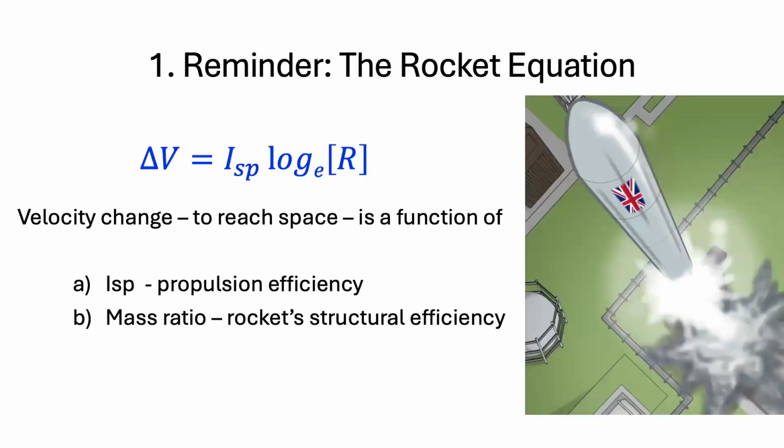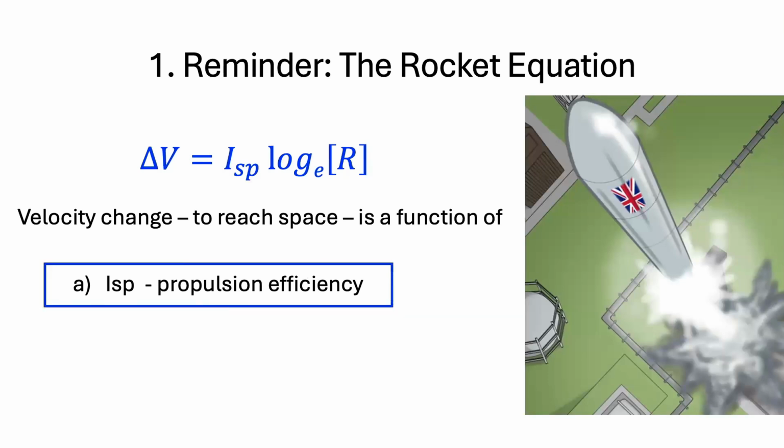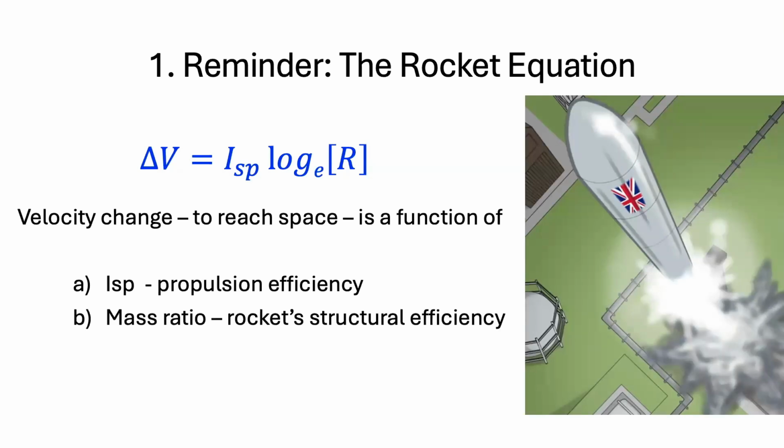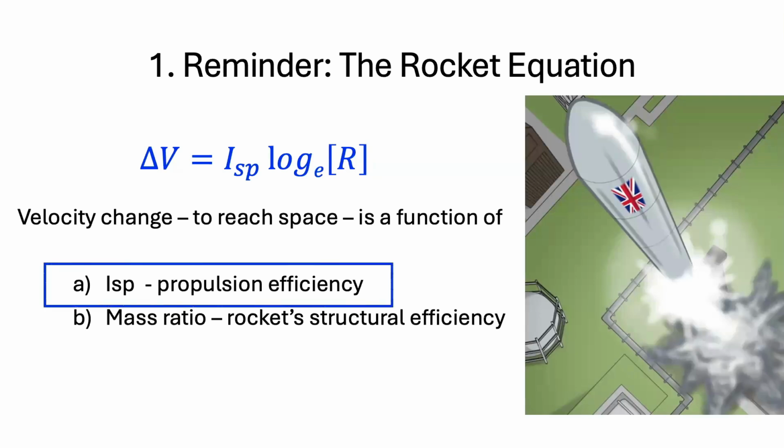Here's a quick recap of the rocket equation. You might remember that delta V, or the velocity change that you need to reach space, is a function of two things: the ISP, the propulsion efficiency, and the log to base e of the mass ratio, sometimes written as ln R. The mass ratio is the rocket's structural efficiency. We're not going to talk about that now. We're going to focus on ISP, or propulsion efficiency.